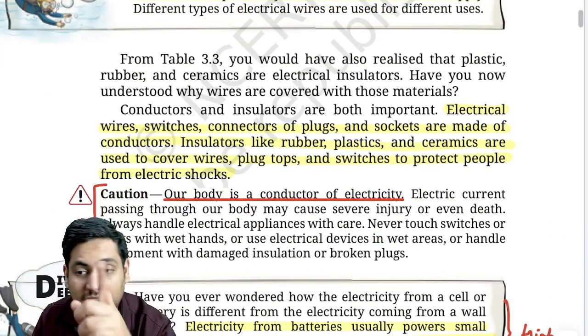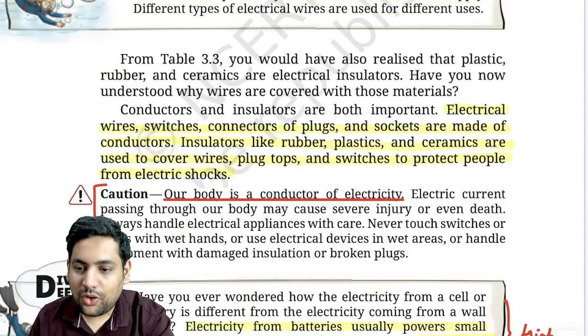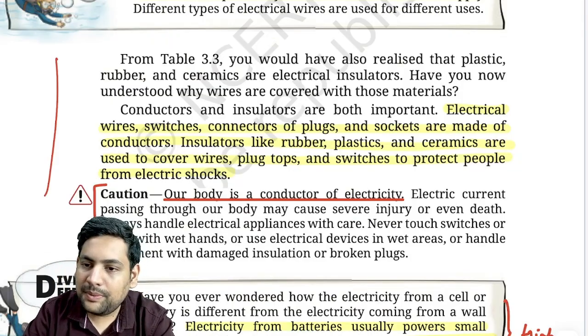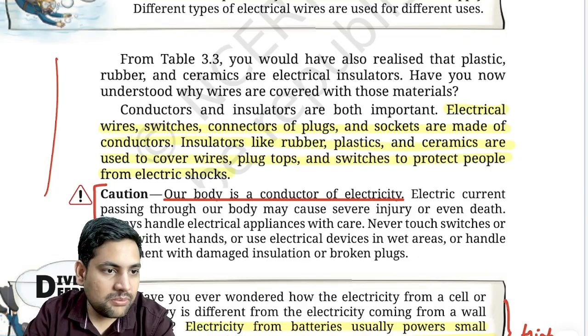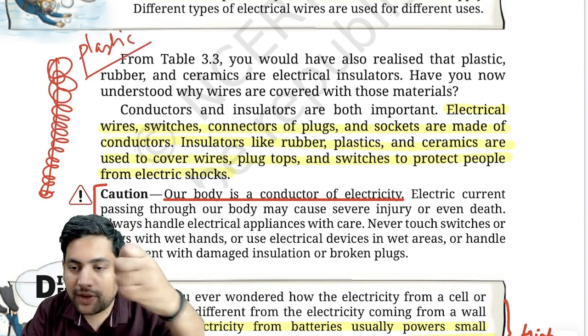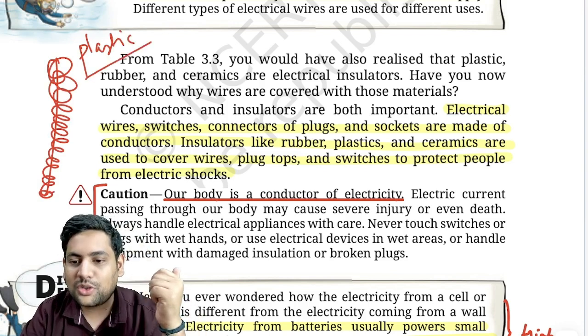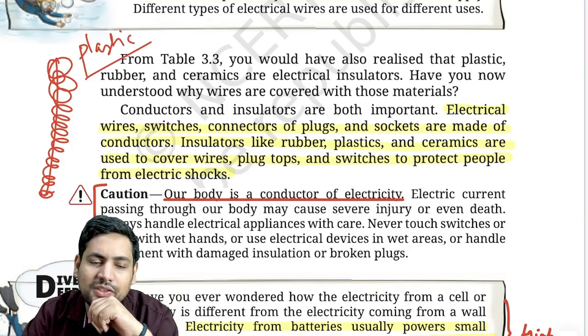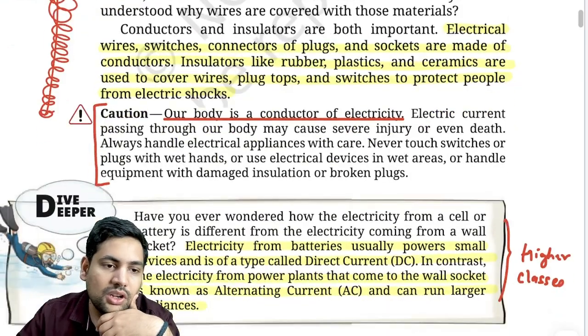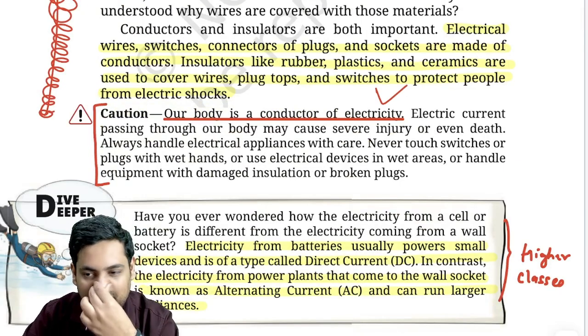Then it says that insulators are also useful. Why? Because this wire may be made of copper, but it must be surrounded by a plastic or rubber casing. Otherwise, when you touch this wire, you will get a current shock. Why will you get a shock? Because our body is also a conductor of electricity.